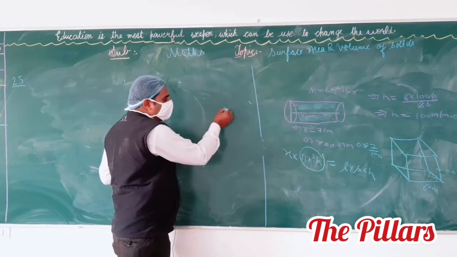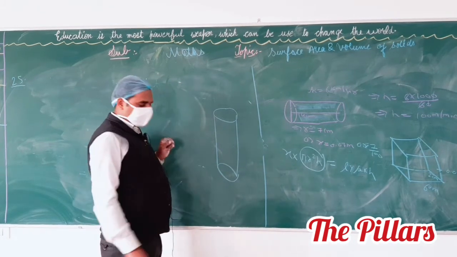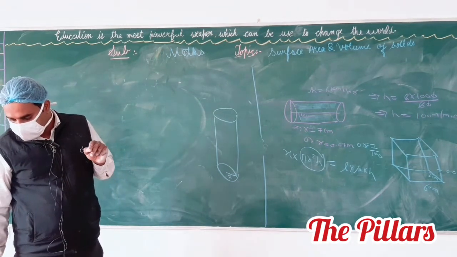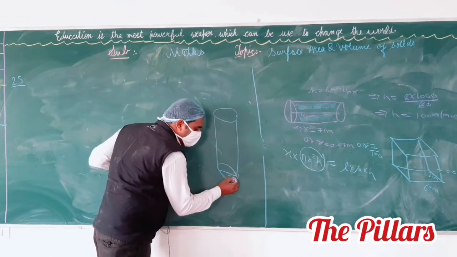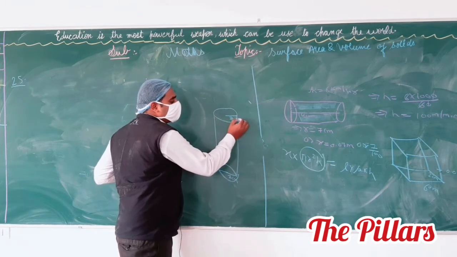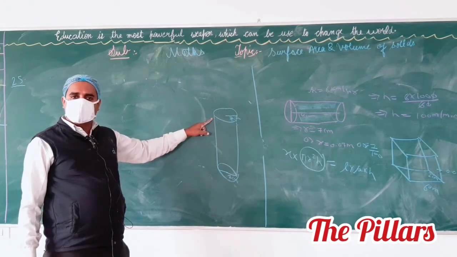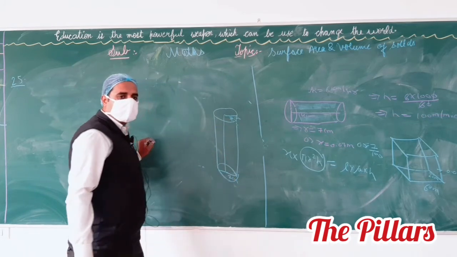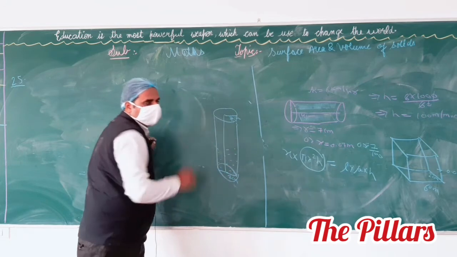Suppose you have a cylindrical vessel given. What is given? A cylindrical vessel, diameter given 7 cm, which means the radius is 7 by 2 centimeter. Anyone have any doubt? No, sir. Suppose this is the total height. Suppose at some level of this cylinder water is filled.